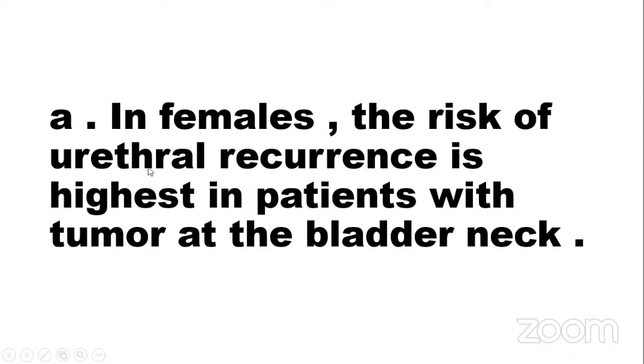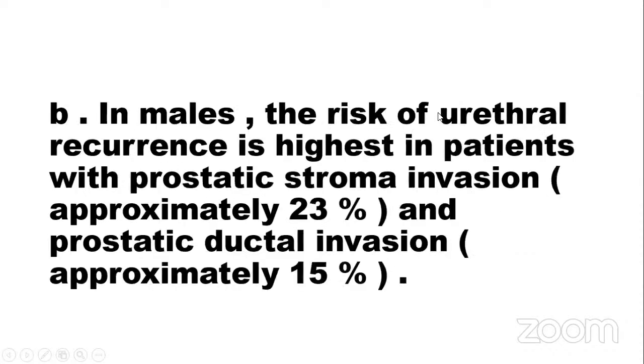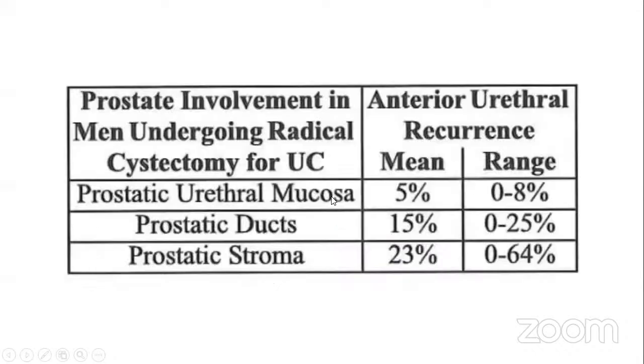In females, the risk of urethral recurrence is higher in patients with tumor at the bladder neck. In males, the risk of urethral recurrence is highest in patients with prostatic stromal invasion, approximately 23%, which is actually a poor prognosis, and prostatic ductal invasion, approximately 15%. So the risk of urethral recurrence is high in these patients: 23% for patients with stromal invasion and 15% for patients with ductal invasion.